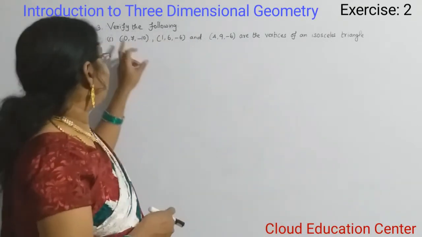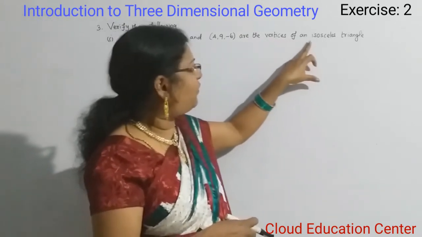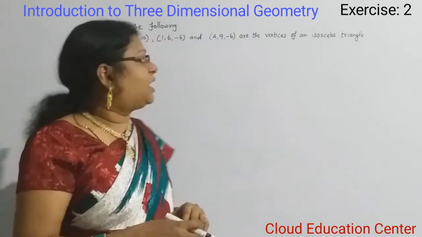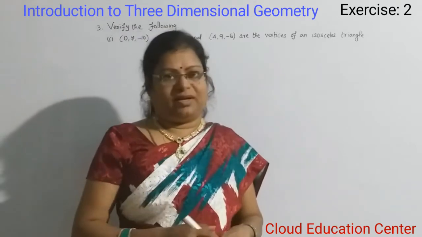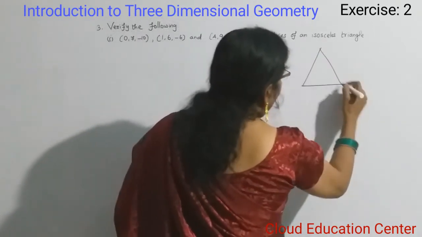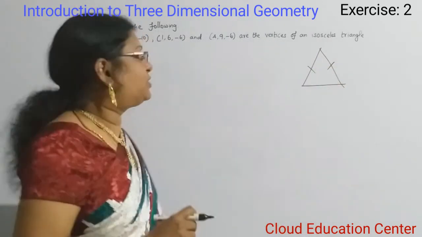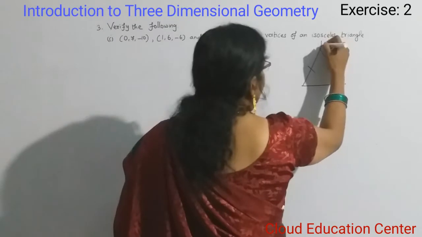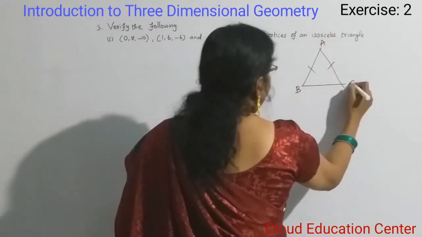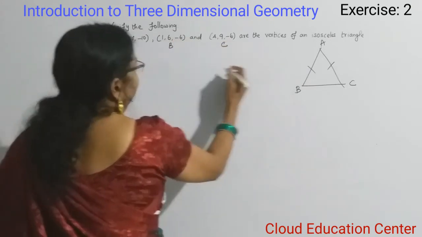In this problem, they're asking us to verify that the given points are the vertices of an isosceles triangle. You already know the isosceles triangle property: when two sides of a triangle are equal, the triangle is called an isosceles triangle. We can name these vertices A, B, C. So these points are the A point, the B point and the C point.